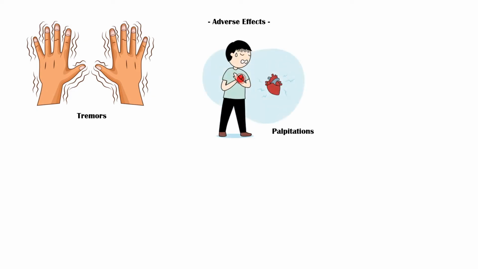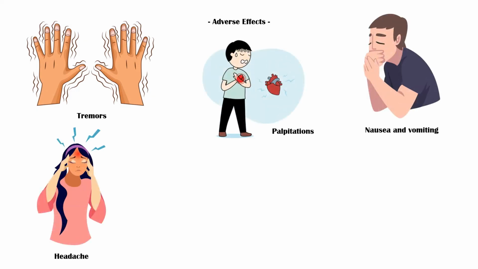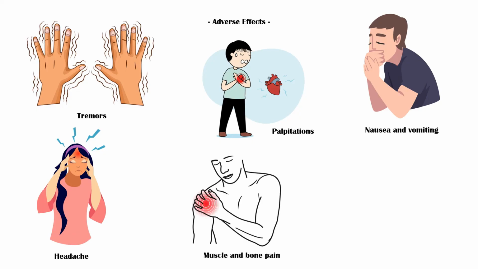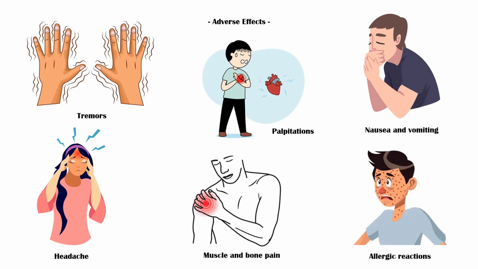Some common adverse effects of salbutamol include the following: tremors, palpitations or noticeable heartbeat, nausea and vomiting, headache, muscle and bone pain, and allergic reactions. Finally, it is important to know that these adverse effects occur much less frequently when salbutamol inhalers are used.